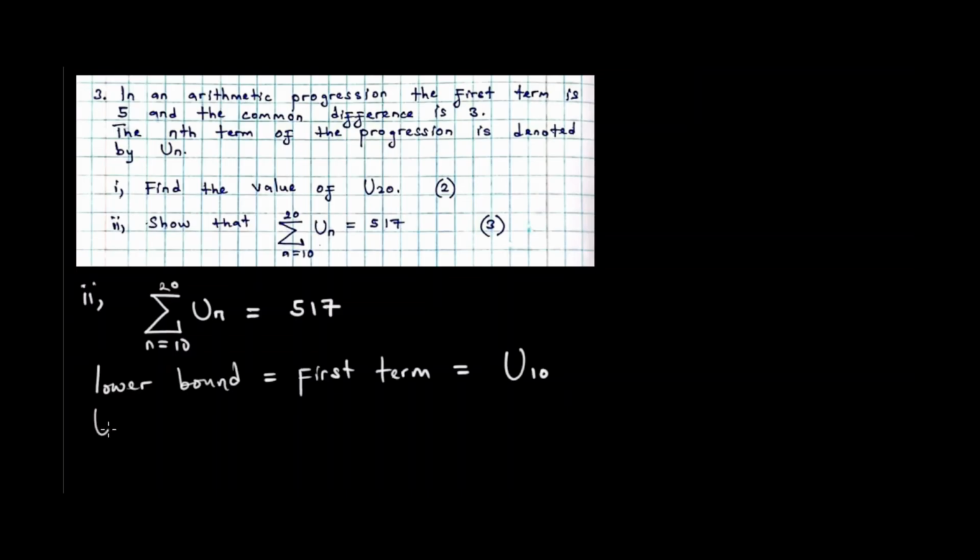So let us find the 10th term. The 10th term is evidently going to be equal to a, which in our case is 5, plus, of course, 10 minus 1 times the common difference 3. What is this equal to? 5 plus 9 times 3. Let us put it in our calculator: 5 plus 9 times 3, like this. So the 10th term is 32. This is what the 10th term is going to be equal to.